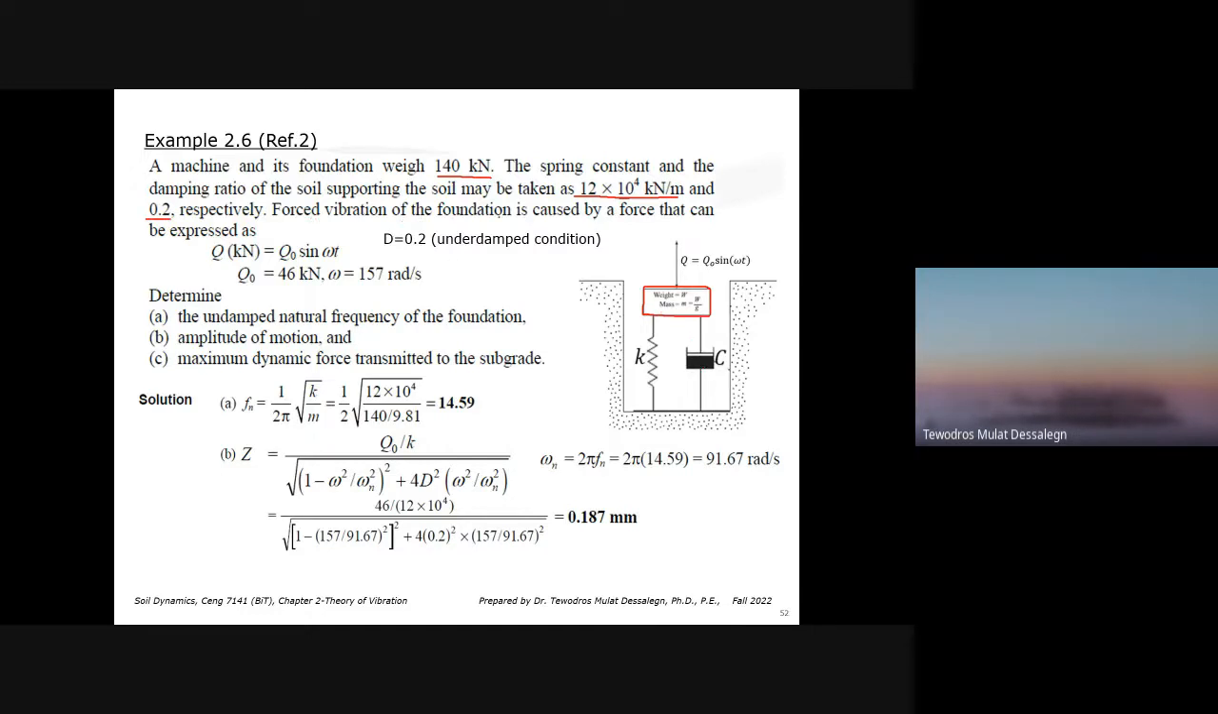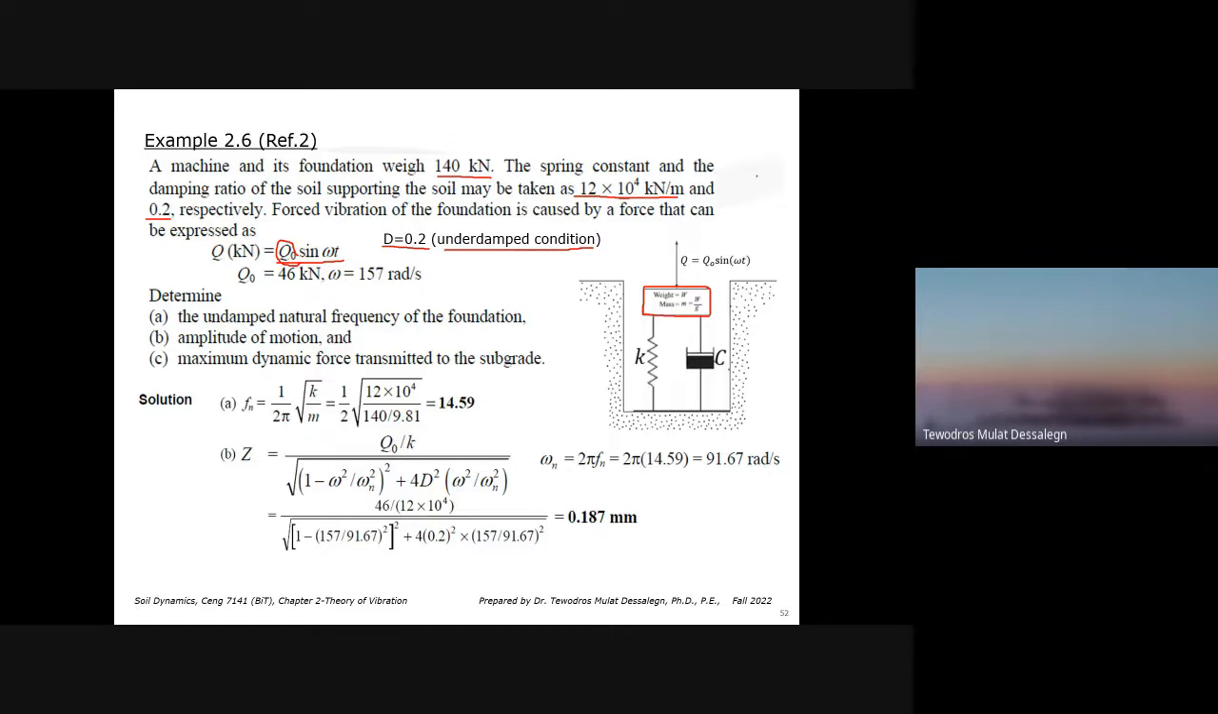Forced vibration of the foundation is caused by a force that can be expressed as Q naught sine omega t. This is a cyclic force acting on the foundation. Its maximum amplitude Q naught is 46 kilonewton. Sine omega t is just making it oscillate. And omega, the forcing circular frequency, is 157 rad per second. And damping ratio, you have 0.2, which is an underdamping condition, right? Because when D is less than 1, which is the most practical case for civil engineering, that's the underdamped case.